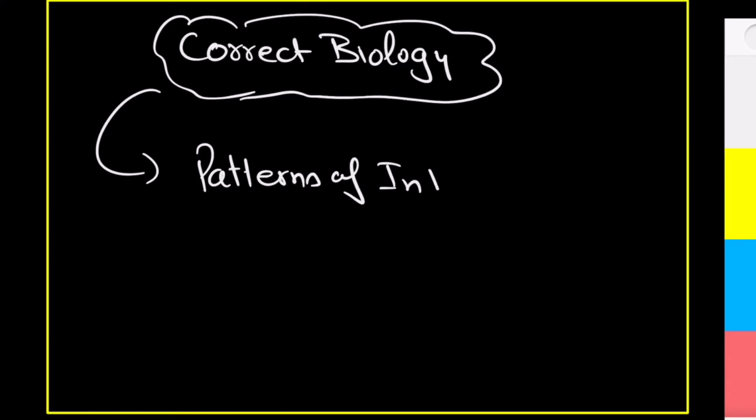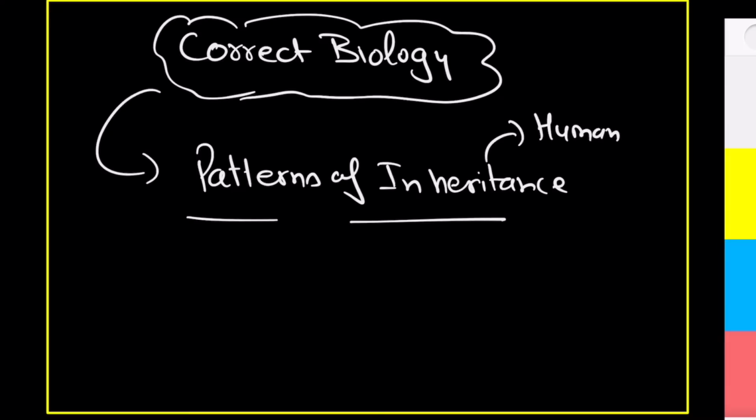Patterns of inheritance. So here you are going to learn different types of inheritance which are generally found in the case of human beings. So here we are going to discuss how different diseases are being transmitted, how different traits and characters are being transmitted in the case of human beings.